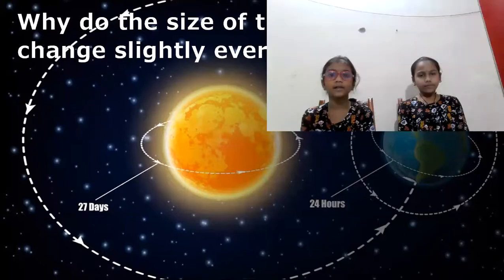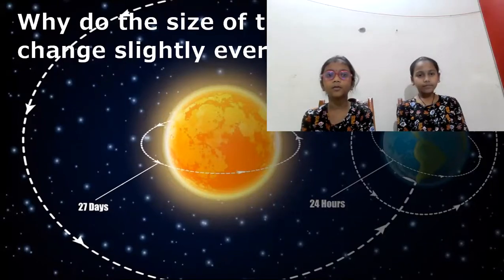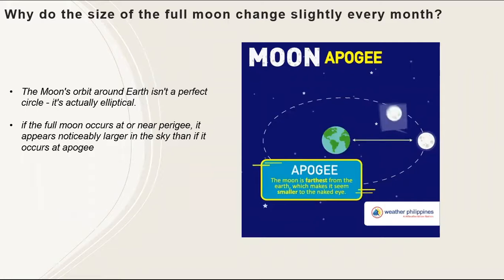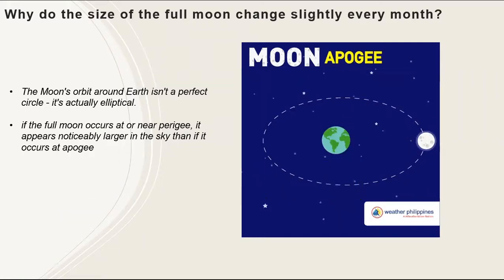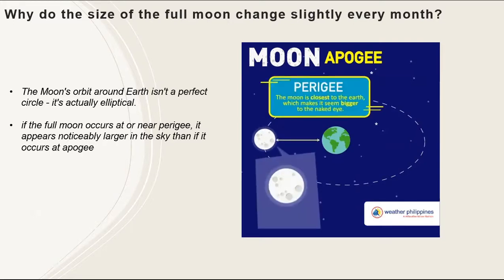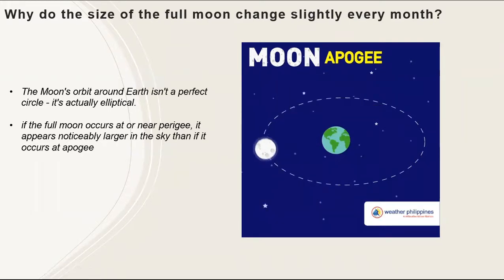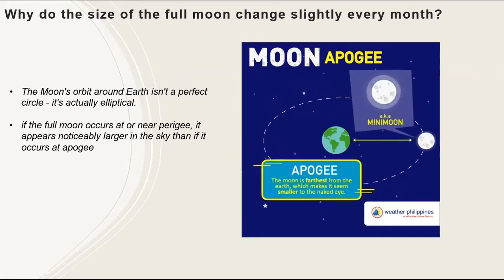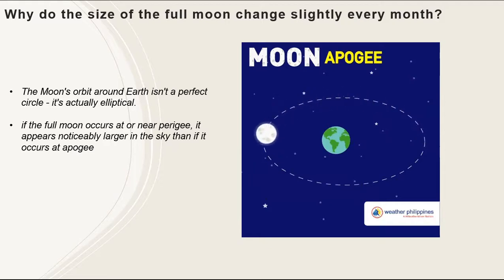Why does the size of the full moon change slightly every month? The Moon's orbit around the Earth is like a circle. Is it not like a circle? It's actually elliptical. If the full moon occurs at or near perigee, it appears noticeably larger in the sky than if it occurs at apogee.